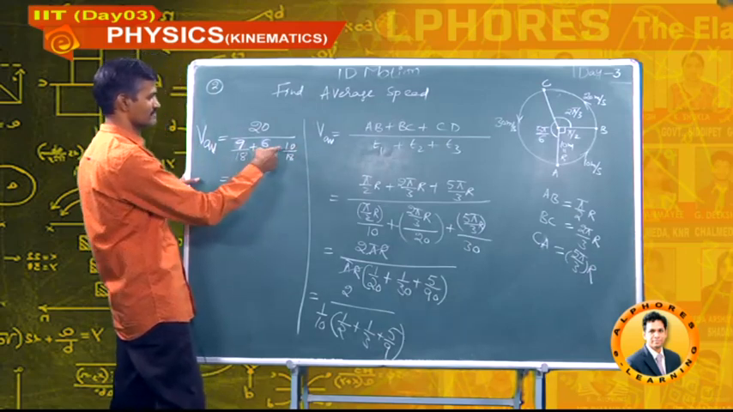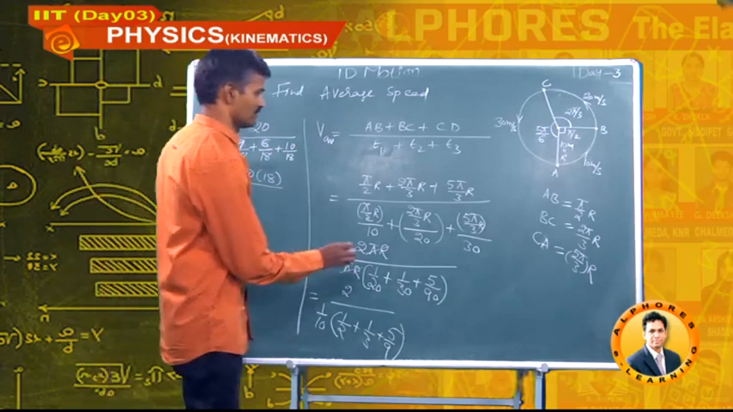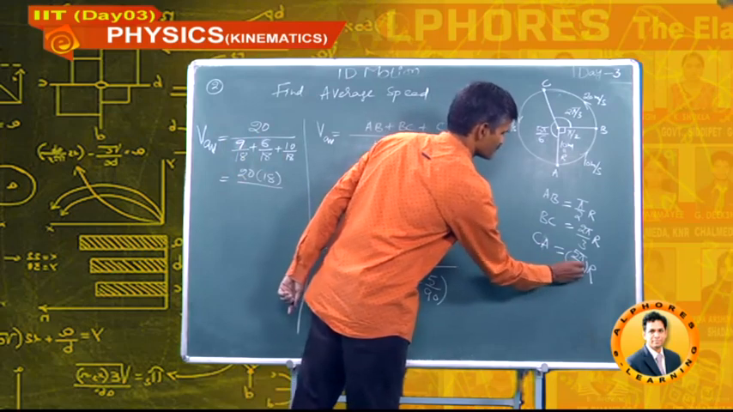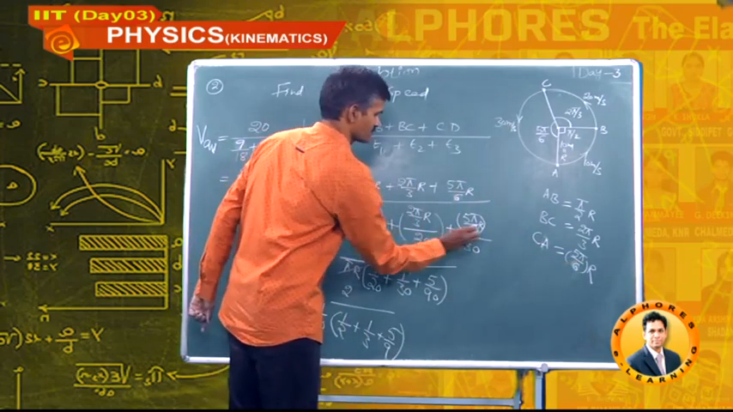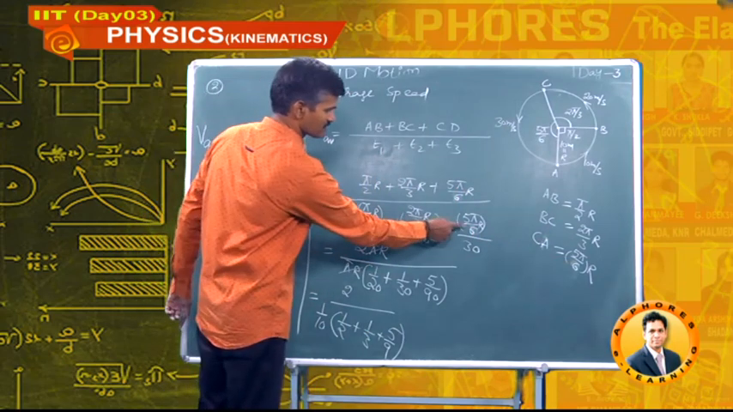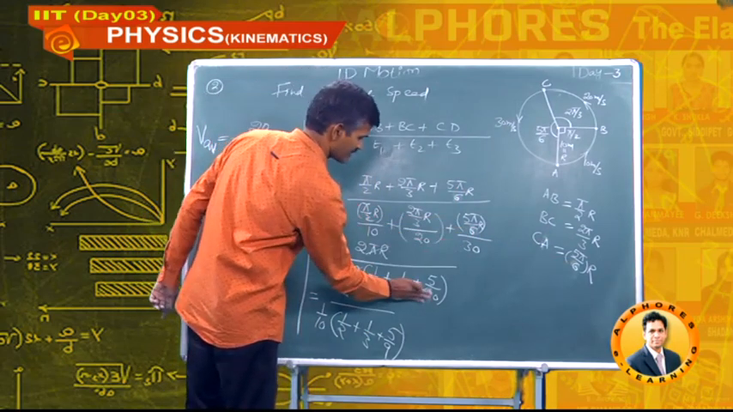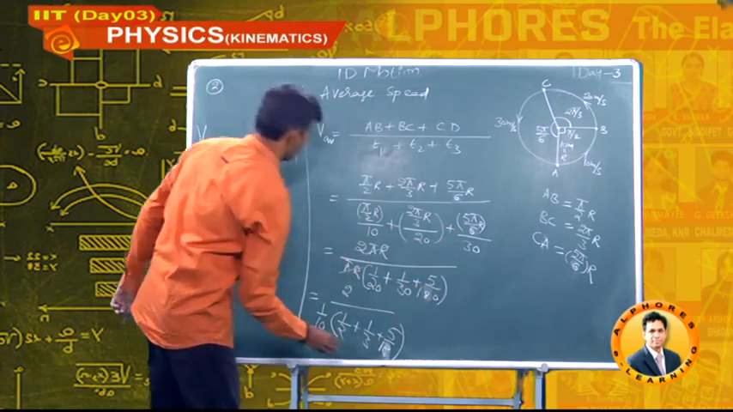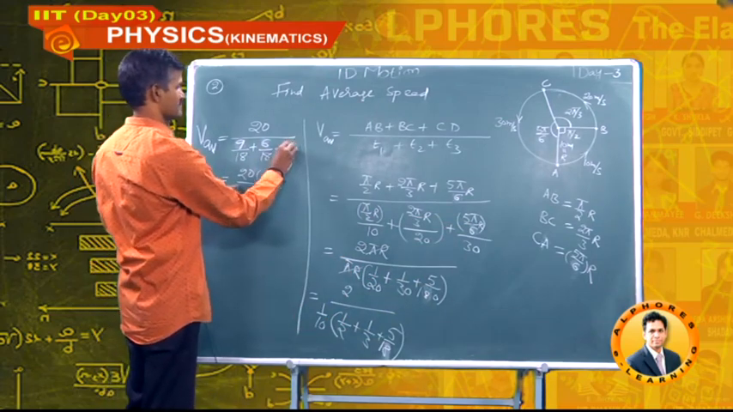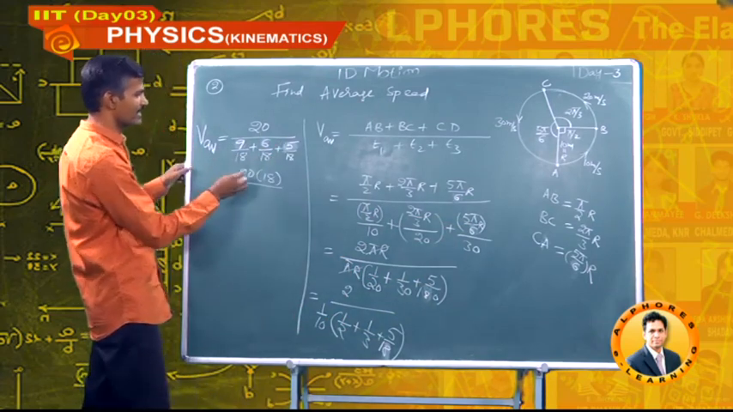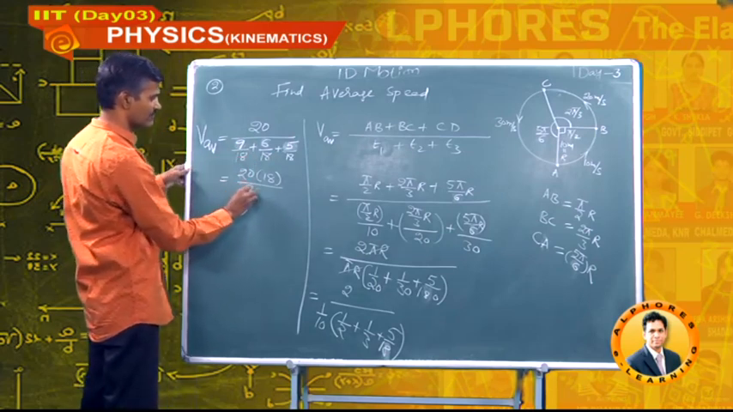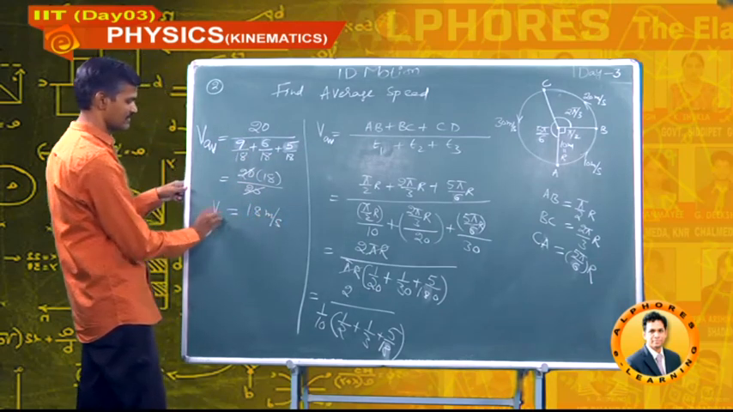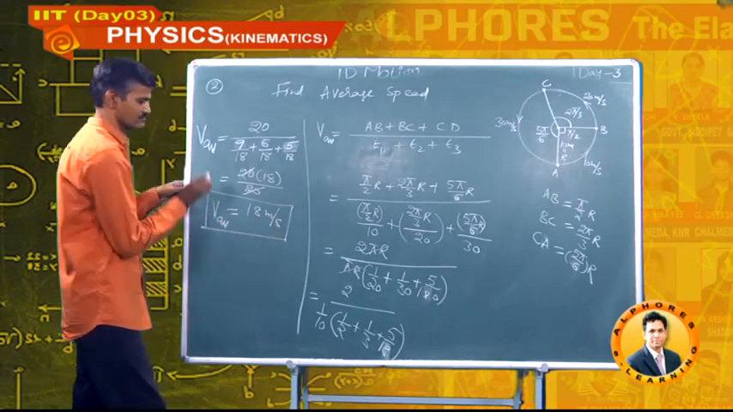So, this numerator is, oh, it's a mistake, it is 5 pi by 6, 6 3 is 180, this is 18, this is 5. Yes, now it is correct. V average is 20 by 20, this 20 gets cancelled, average speed is 18 meter per second. This is average speed. Okay.